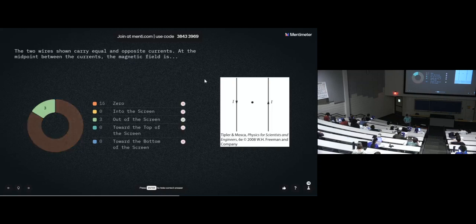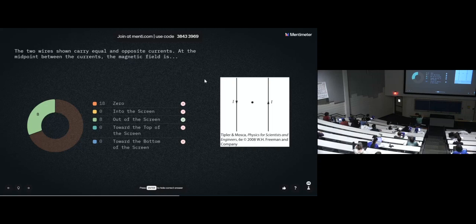All right. This question does usually fool people. It is out of the screen in this case, right? Let's start with the wire on the left. I align my thumb in the direction of the current. I reach towards the point. My magnetic field is pointed out of the screen here, in the direction of my palm. Now if I look at the wire on the right, I align my thumb to the direction of the current. I point my fingers towards the direction where I'm measuring the magnetic field strength. My magnetic field, again, my palm, points out of the screen. So both of them add together, being out of the screen.